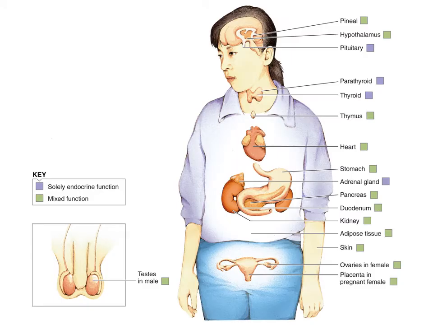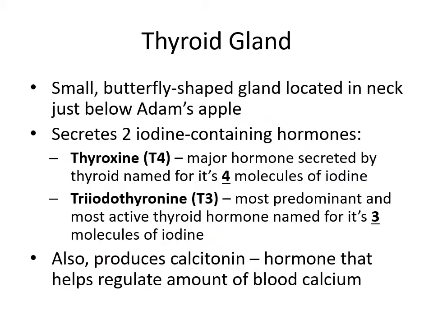Now we looked at this diagram previously, and so now we're again looking at endocrine function, but specifically we're looking at the thyroid gland, right, that butterfly-shaped gland in the neck, where we have the parathyroid and thyroid, which again we can see from this key have solely endocrine function. So looking at the thyroid gland, remember we have a small butterfly-shaped gland located in the neck just below the Adam's apple. So it creates two iodine-containing hormones.